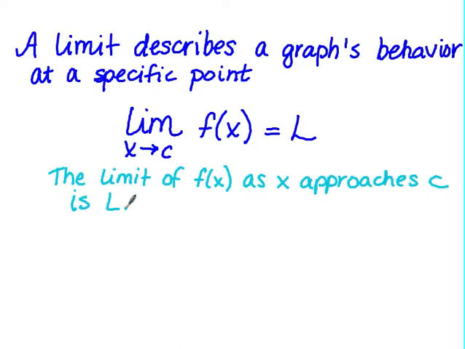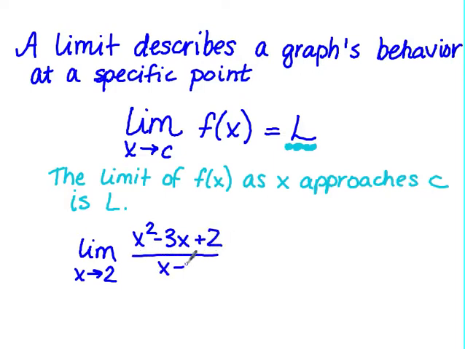Now the thing about a limit: in order for a limit to exist, it needs to be a number. So let's think back to that problem we just got done doing. The limit as x approaches 2 of x squared minus 3x plus 2 over x minus 2. What do you think that's going to equal?